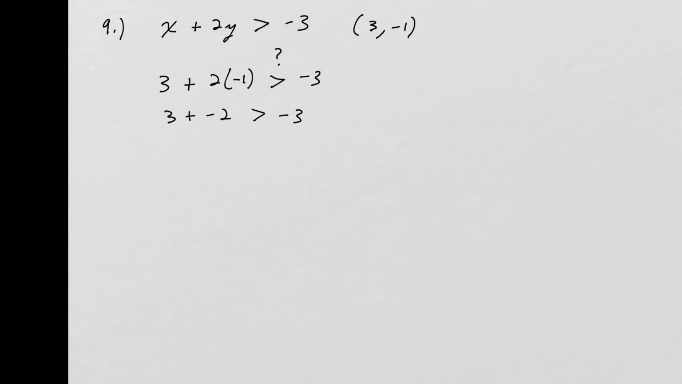So 3 plus negative 2 is 1. Is 1 greater than negative 3? Yeah, that's true, right? 1 lies to the right of negative 3 on a real number line, so this is true. So is the point (3, negative 1) a solution to that inequality? Yes, it is a solution. So the answer would be A in this case.